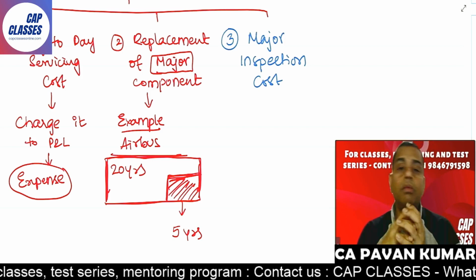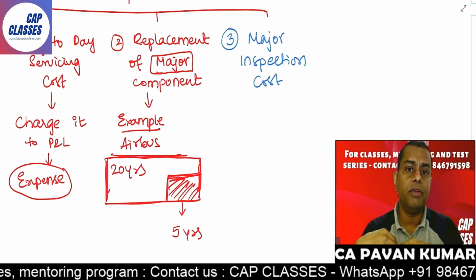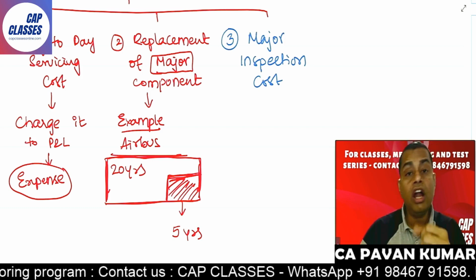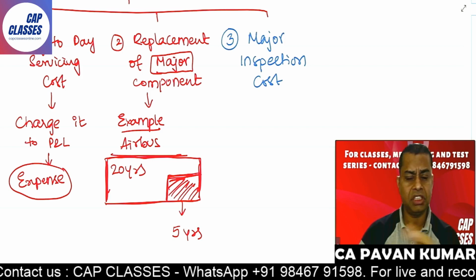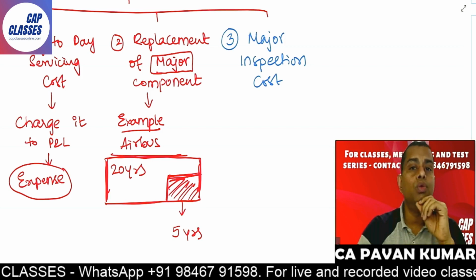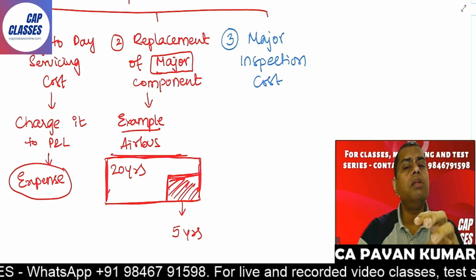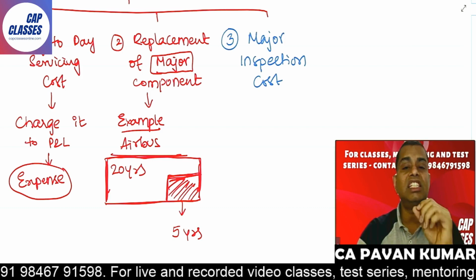That is the reason that normally in all these big factories and industries where huge machines are installed, at regular intervals, it could be 4 years, 5 years, or depending on the nature of the machine, they go for something called major inspection and overhaulage.